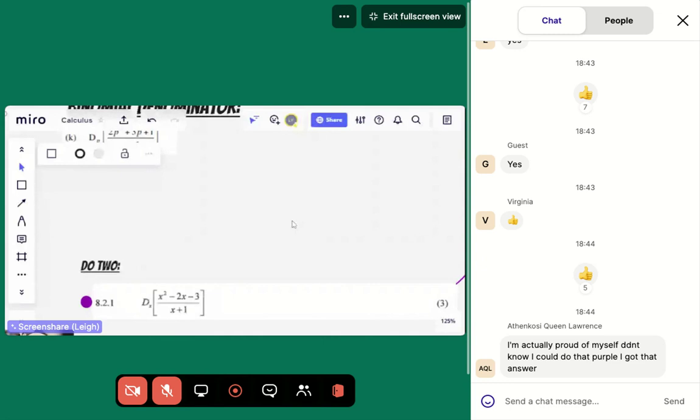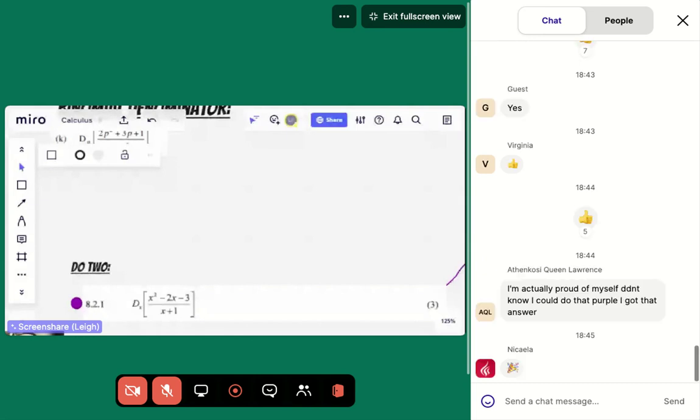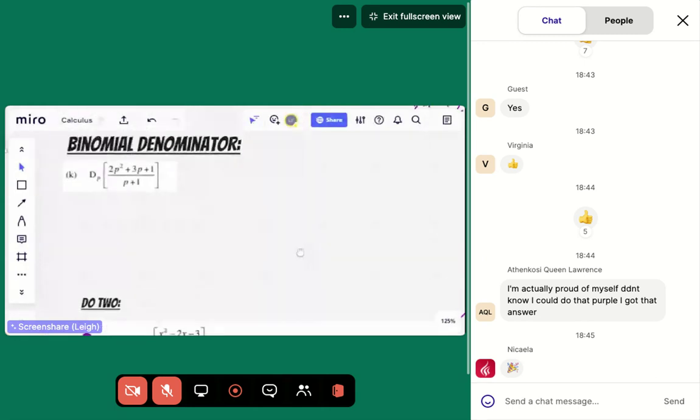Oh, Acton Corsi, what are you saying? I'm actually proud of myself. I didn't know I could get the purple. Oh, that's brilliant. Well done. You see, you can do anything. Anything that you put your mind to, you can do it. I'm really happy for you. That's great. Well done. All right.